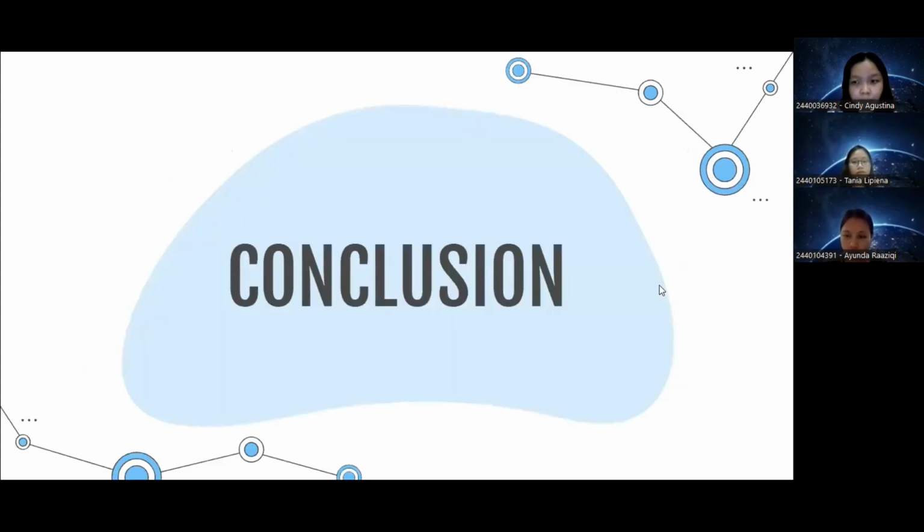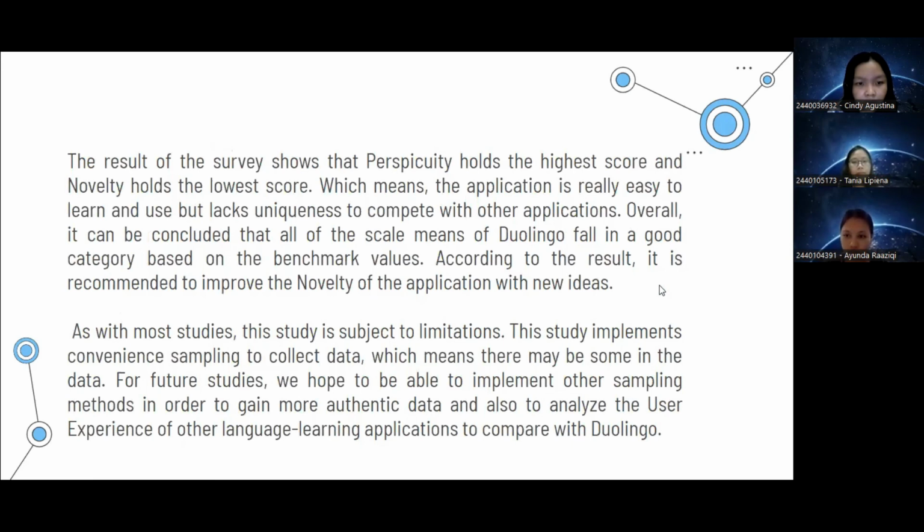Next, conclusion. The results of the survey show that perspicuity holds the highest score and novelty holds the lowest score, which means the application is really easy to learn and use but lacks uniqueness to compete with other applications. Overall, it can be concluded that all the scale means of Duolingo fall in the good category according to the benchmark value. According to the result, it is recommended to improve the novelty of the application with new ideas.